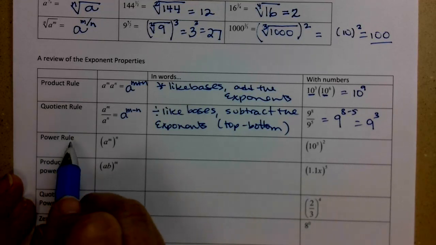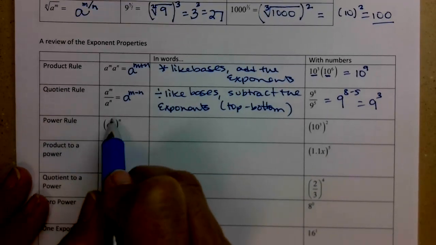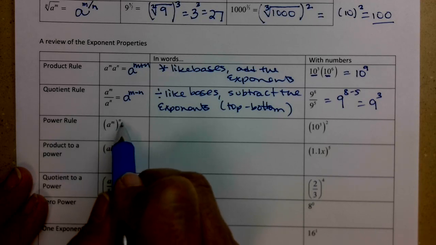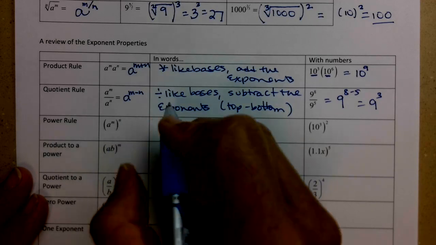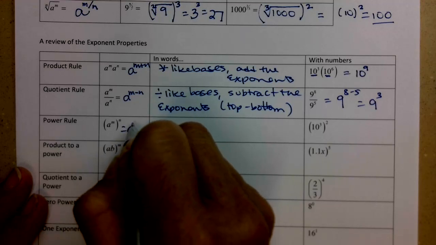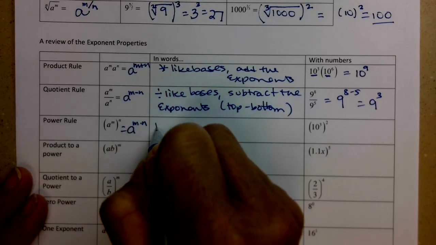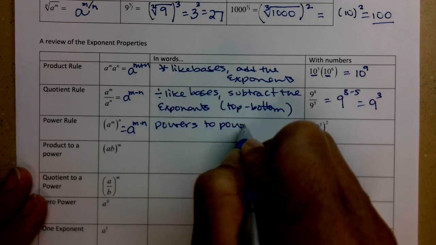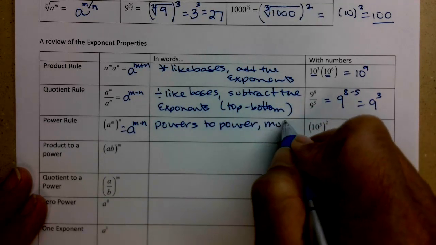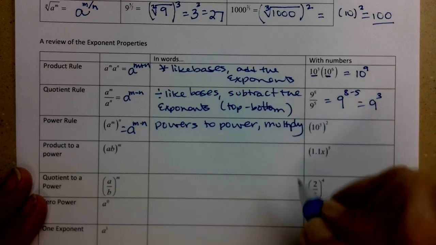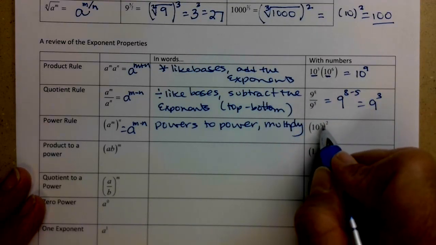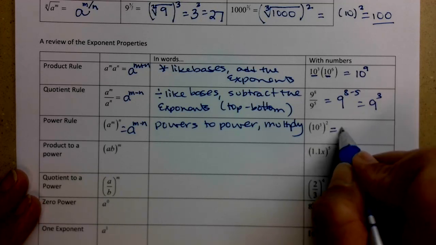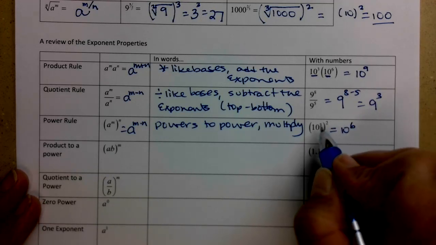Okay. Power rule. If I have a raised to the m power, and then that's raised to the nth power, powers to powers, we multiply. So that's a to the m times n. So what I'll say is powers raised to other powers, multiply. So if I have 10 cubed and then that's squared, so 10 cubed squared is 10 to the 6th, 3 times 2.